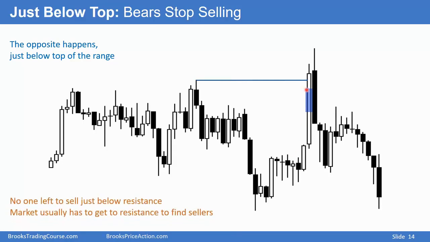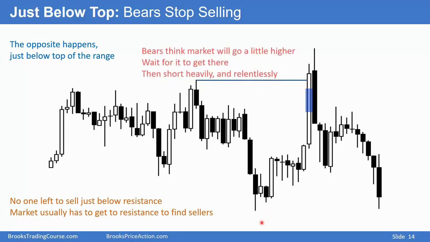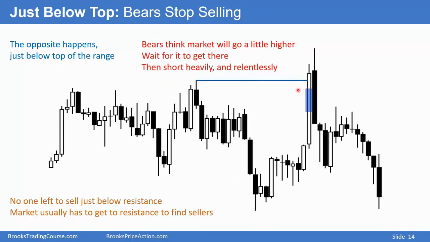There's no one left to sell right below resistance because both bulls and bears believe the market's going to go up at least to resistance and maybe a little bit higher. Bears are not going to sell here when they know they can sell here. Bears stop selling until it gets above resistance, and then they sell. They sell heavily and relentlessly, especially once they see the market starting to turn down. They're confident that this is the temporary high.